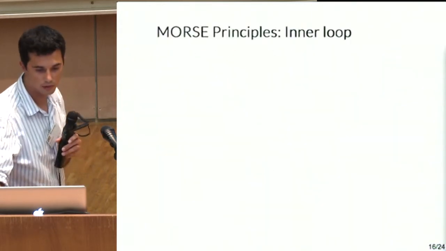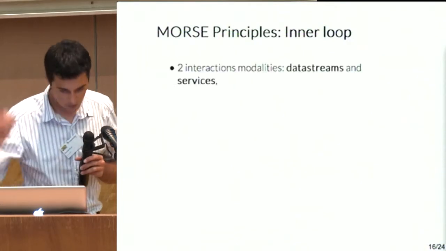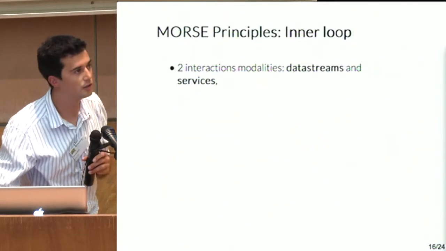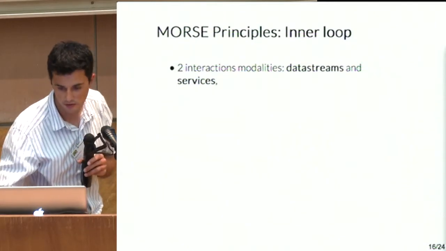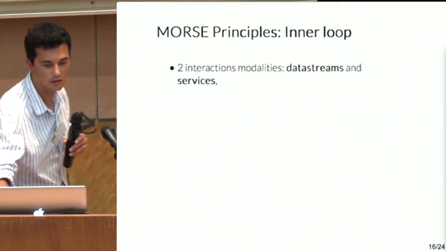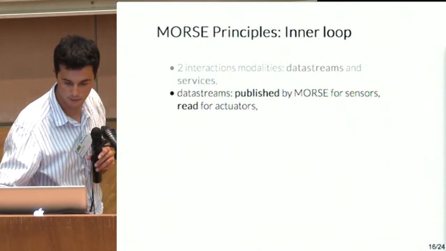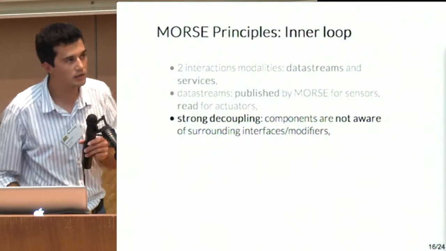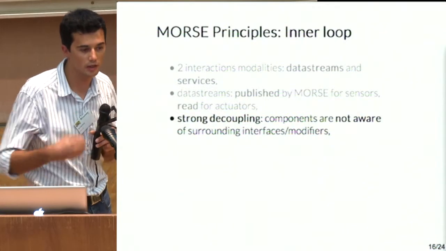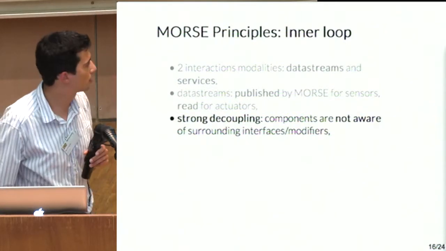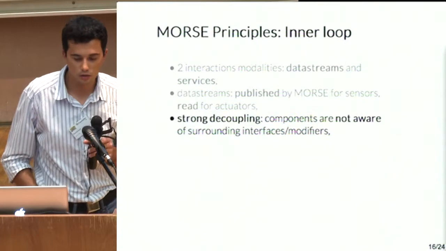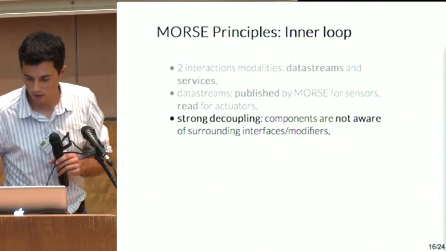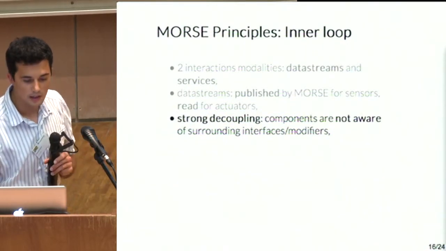Then the inner loop: we have two interaction modalities, data streams and services. If you come from ROS, you all know the principles. Data streams are published by MORSE for sensors and read for actuators. And we have a strong decoupling, so MORSE is not aware of the middleware until we link a sensor or an actuator, in general a component, to a specific middleware. So we can even have different middleware in the same simulation and for different robots.